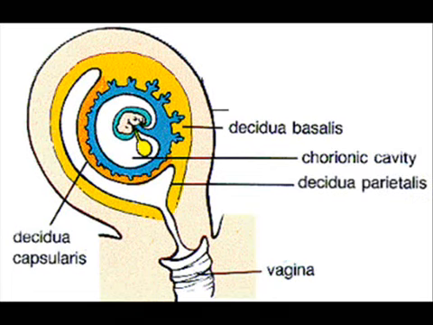Decidualization occurs over the entire surface of the uterus. The 3 regions are decidua basalis, decidua capsularis, and decidua parietalis.